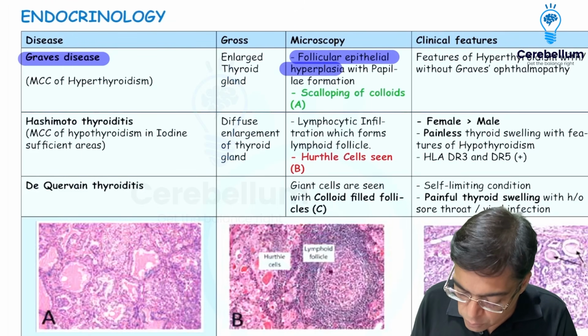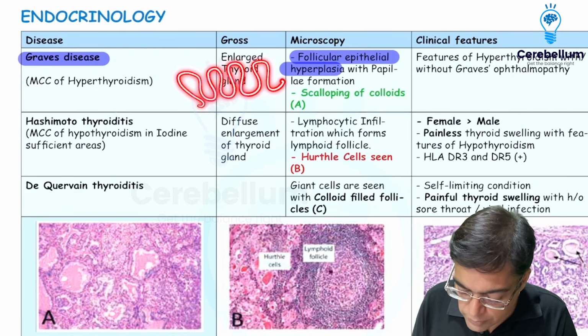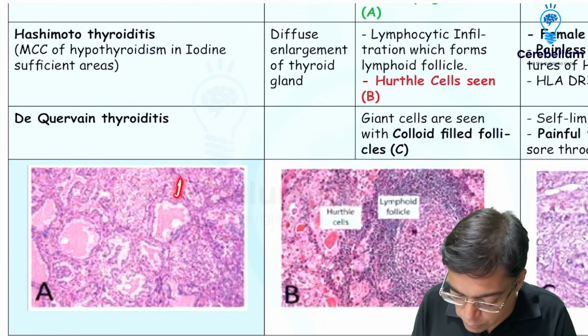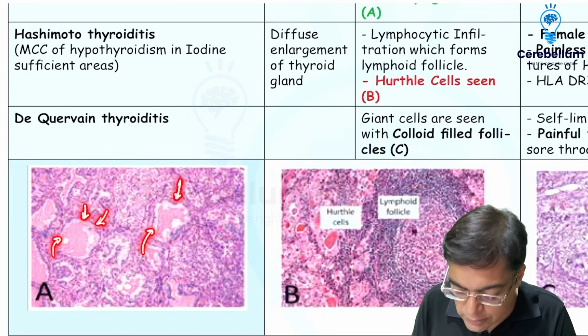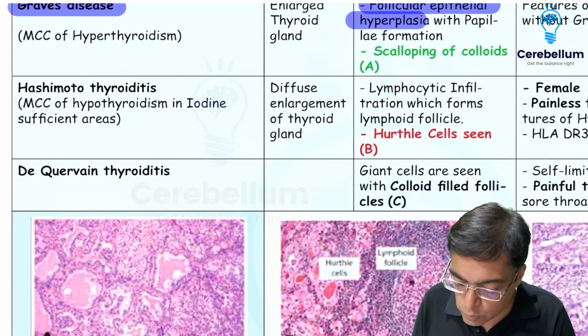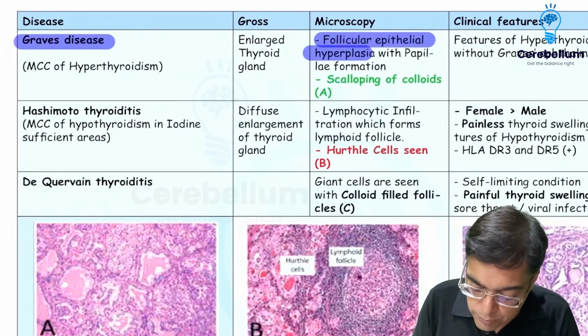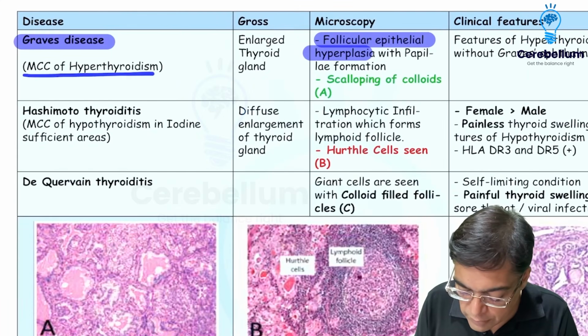At a microscopic level, you are going to have an increased number of cells over here. So there is going to be follicular epithelial hyperplasia, and this is quite commonly associated with papillary formation. You would also have an important finding wherein you can make out those empty looking areas on the inner side of the thyroid follicles, associated with the term scalloping of the colloid. So scalloping of the colloid, follicular epithelial hyperplasia and papillary formation are what is associated with patients who have Graves' disease.